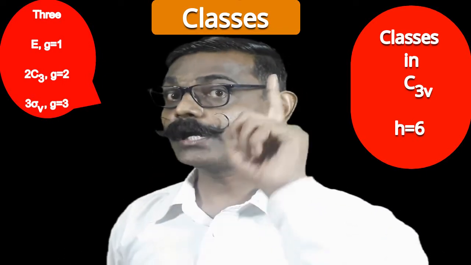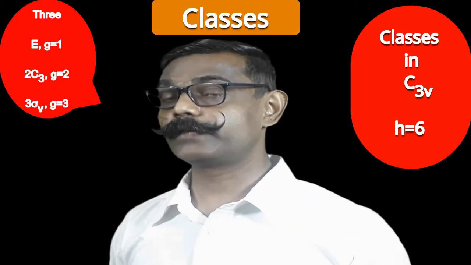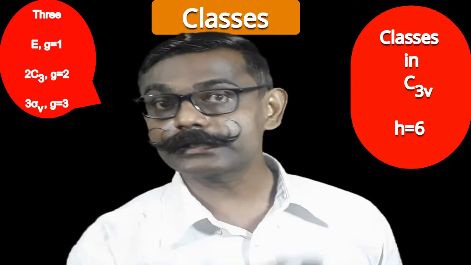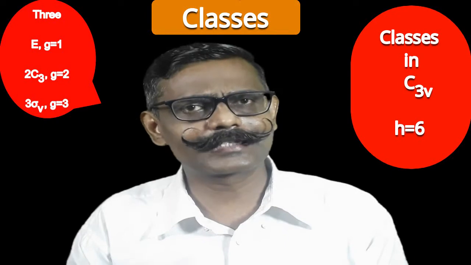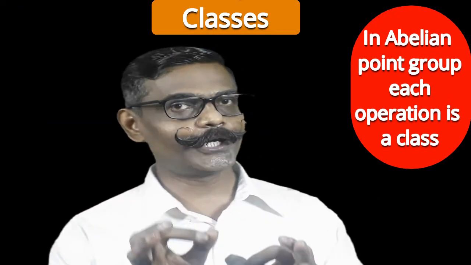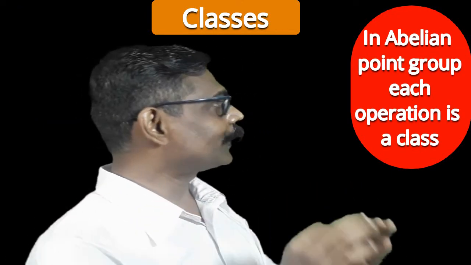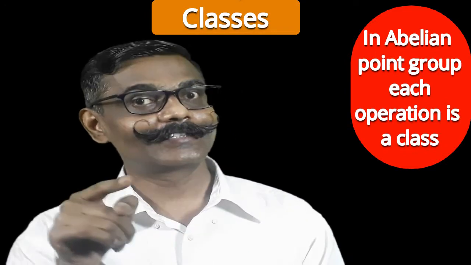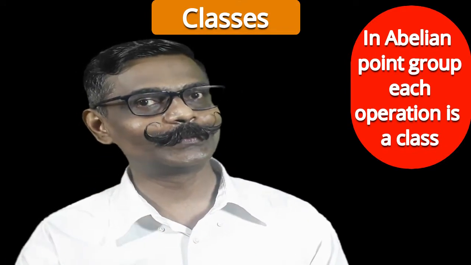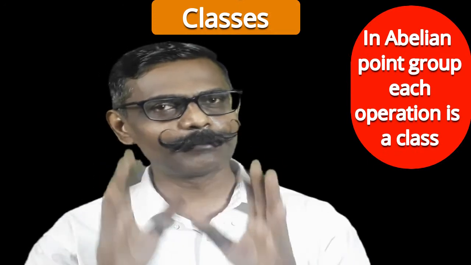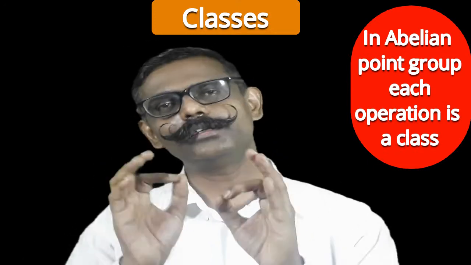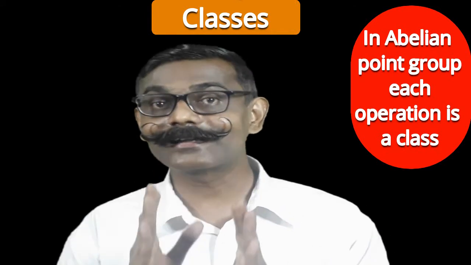In C2V, h was 4, and classes also were 4. In C3V, h was 6, and the number of classes was 3. Let us see further details of the classes. In an abelian point group, each operation is a class. Example was there, no? C2V point group. What is abelian? The concept will be clear very soon. But for the time being, remember, in an abelian group, each operation itself remains a class.